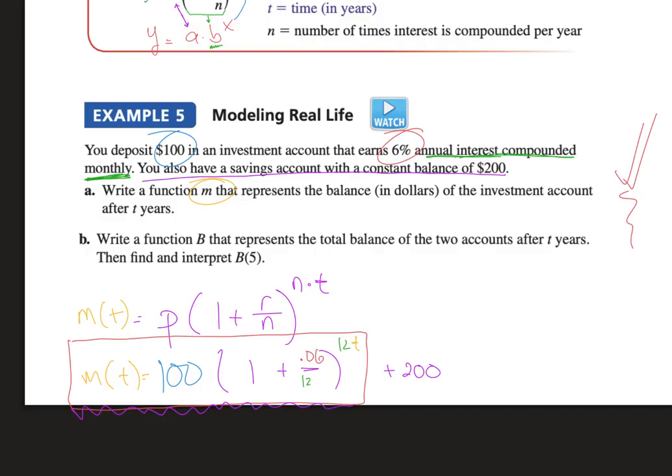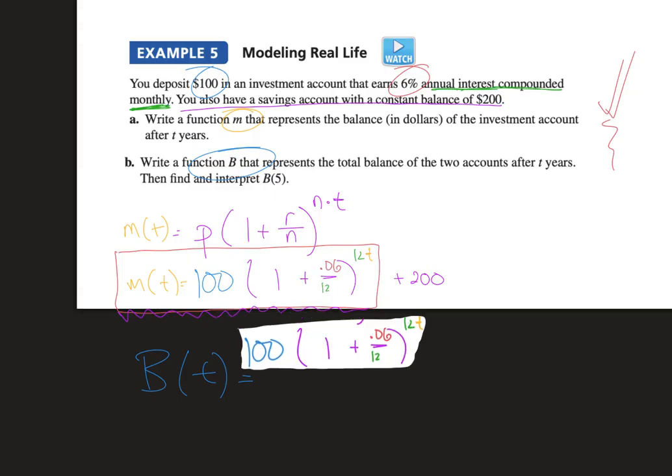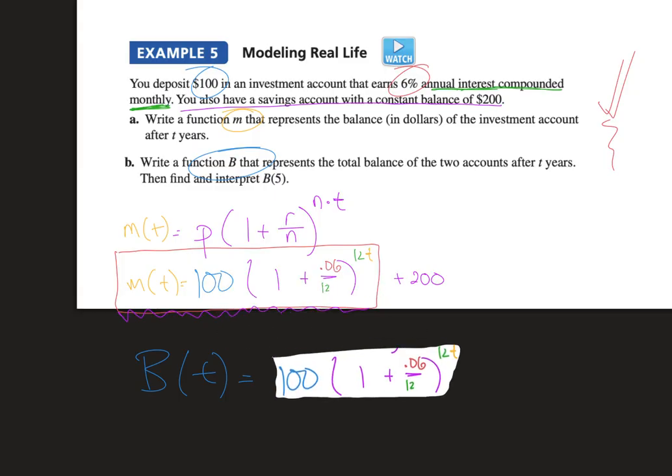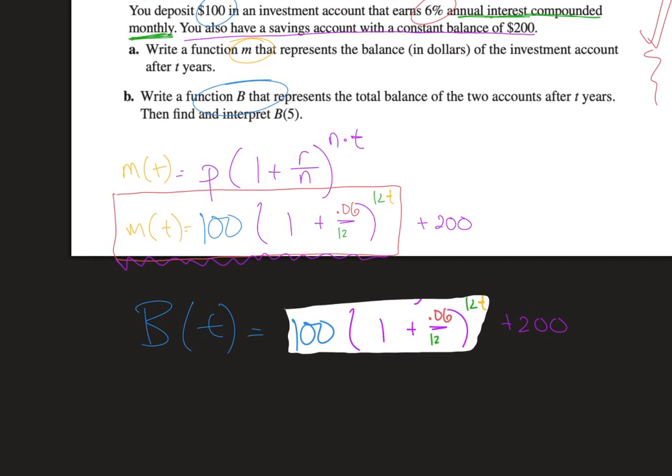Write a function B that represents the total balance of the two accounts after t years, and then find and interpret B of 5. Okay, so what they're saying now is write a function B, so it's going to be B of t equals literally all of this. So I'm going to copy this here. Put that there. Plus our 200. And then what we're going to do is find B of 5.